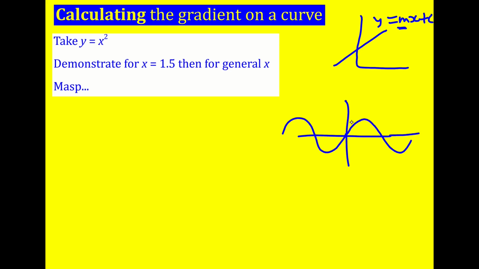You can see here, at this particular point, the gradient's positive. And I could actually work that out by drawing a tangent and then doing rise over run. If I move along a little bit here, then suddenly it's negative. So you can see it's changing throughout. And what we're going to be interested in is calculating these changing gradients. That's essentially the main aspect of this topic.